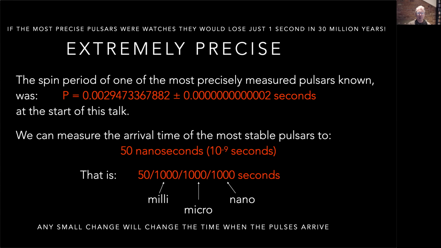Okay, I think this is another good place for us to pause, and we'll come back after some questions or a break for a drink, and carry on with our tour of pulsars.